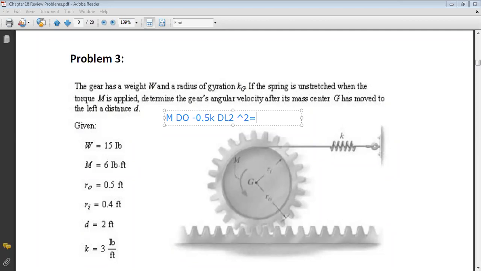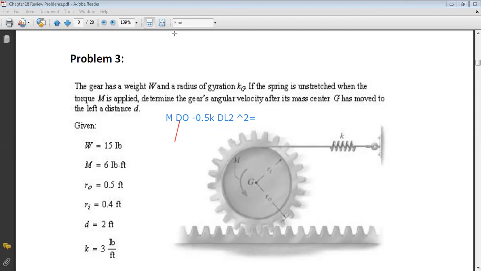Okay. So look, what was D? D was the distance moved by the center of mass. Yes, and the spring is always in the horizontal position, so it will move as G moves, and the distance will be D. And D is related to delta theta. So how to find delta theta? D over R, D over radius. Over which R? The smaller one or the bigger one?